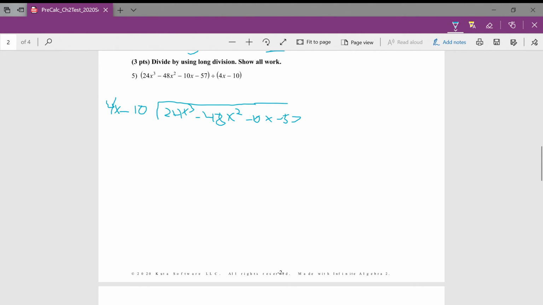Okay, so in order to get 4x equal 24x cubed, you just have to multiply it by 6x squared, and you get 24x cubed. You have to multiply by both, so 6x times -10 is -60x squared. Subtract it, and you end up with positive 12x squared. You're going to bring down the 10x right here, so -10x.